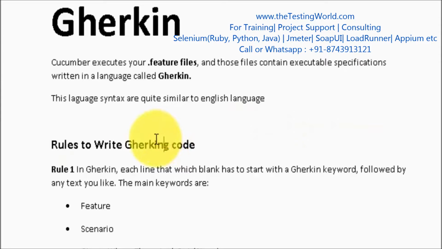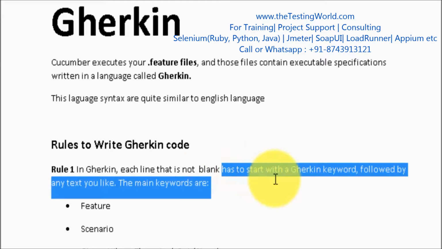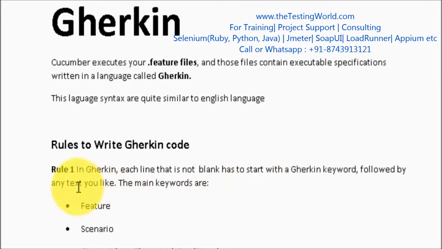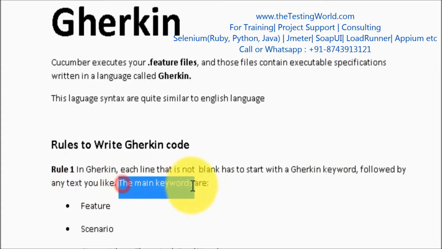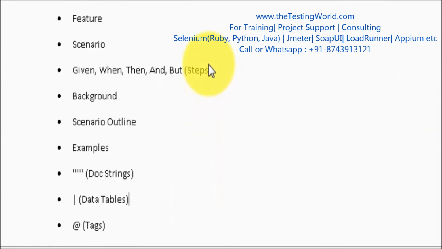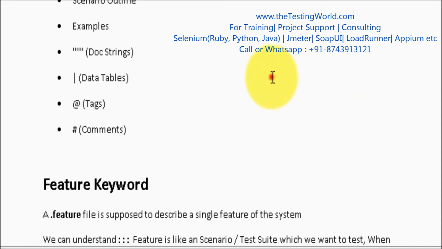First of all, we have to understand the rules to write that Gherkin code. In Gherkin, each line which is not blank has to start with the Gherkin keyword followed by any text. The main keywords which we are going to use in Gherkin are feature, scenario, given, when, then, and but, background, scenario outline, examples, and a few more. So these are the keywords which we are going to use while writing a Gherkin file.